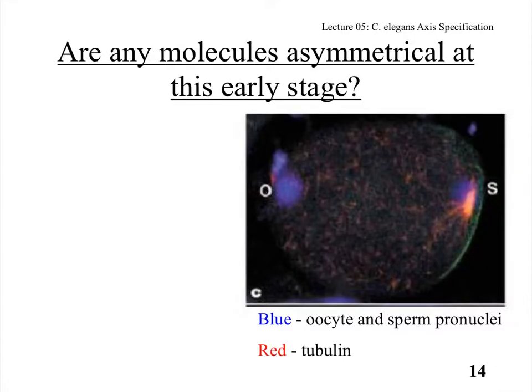So we're looking at C. elegans, and we're going to take a look at the very initial steps at fertilization to see how molecules are asymmetrically localized and how this is going to set up axis formation for worms. And so the answer to this question is that yes, there are molecules that are asymmetrically localized at this early stage, which, by the way, is the one-cell stage just after fertilization.